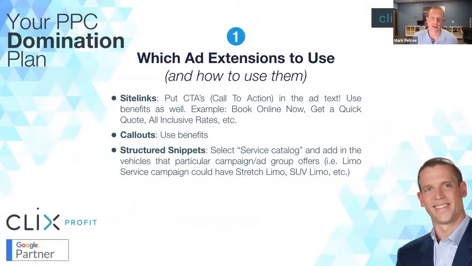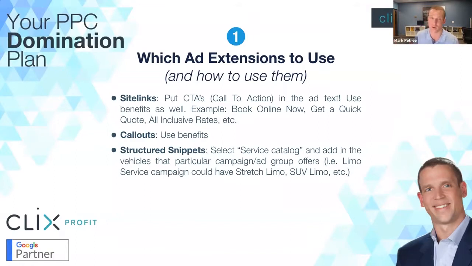Structured snippets, so for your industry, for the limo industry with structured snippets, the only thing I've ever seen work, because I've tried lots of different ones, is you select service catalog, and then I start adding things like the different vehicle types. I've tried lots of different structured snippets with the limo industry, and they all got disapproved for some reason or another. But I know if you select service catalog, that's what you want to use.